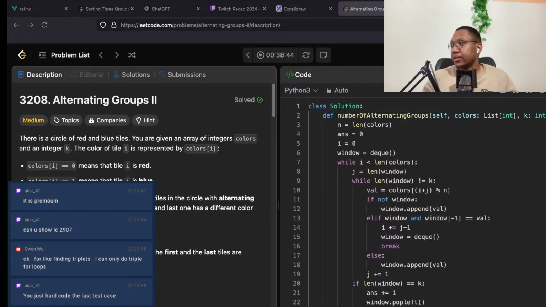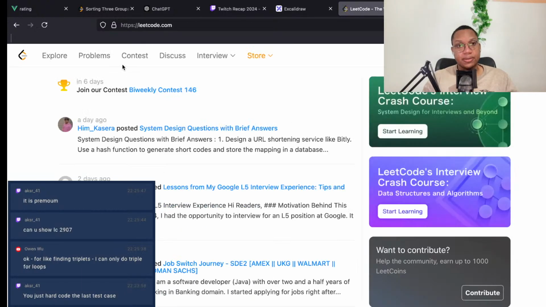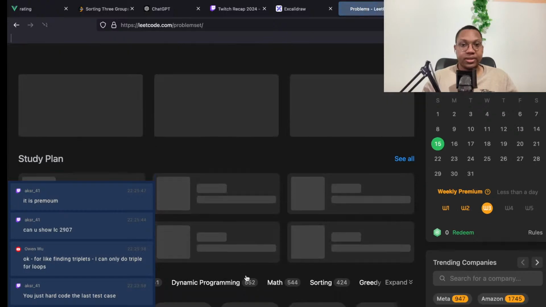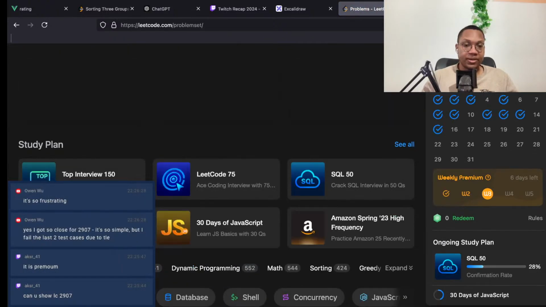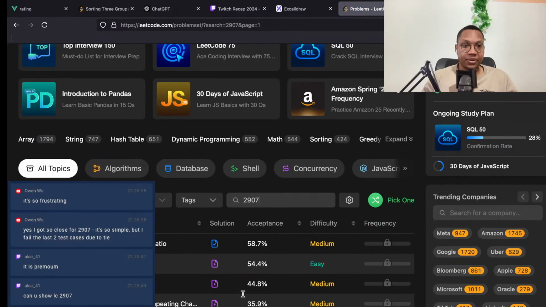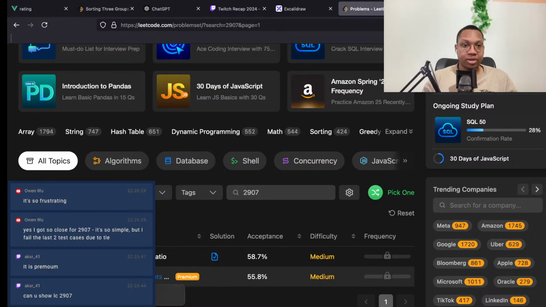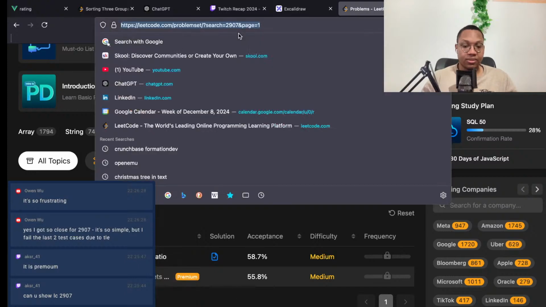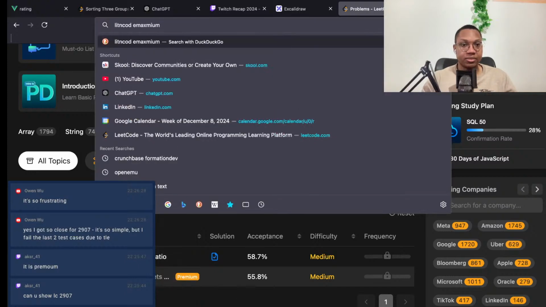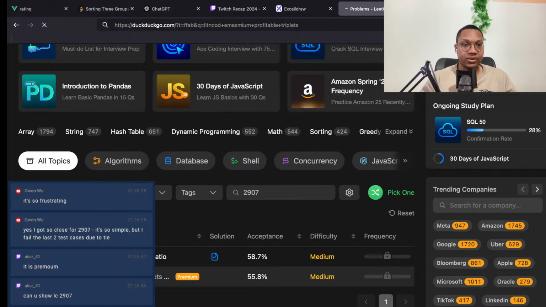Can you show LC 2907? Oh, I don't have premium anymore. But that said, there's LintCode. I think there's a thing, but I don't have premium anymore. Maximum profitable triplets with increasing prices. LintCode, maximum profitable triplets.